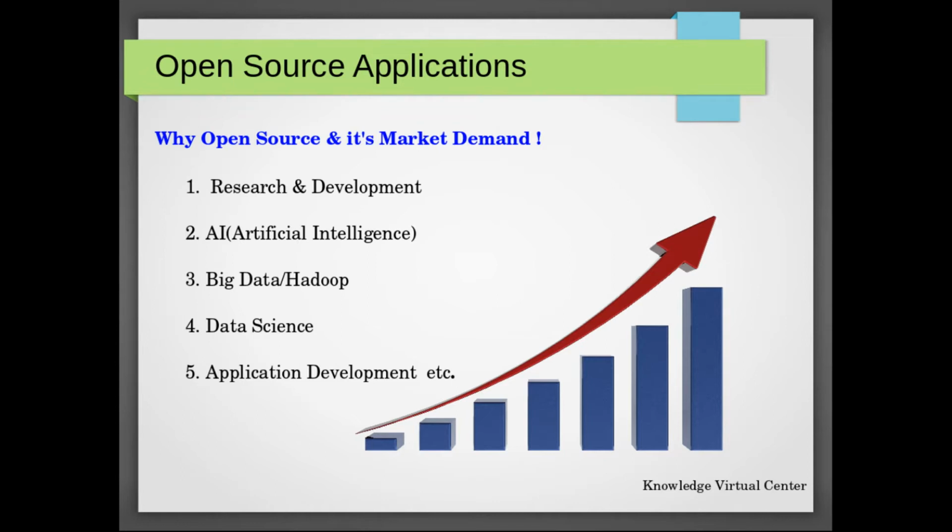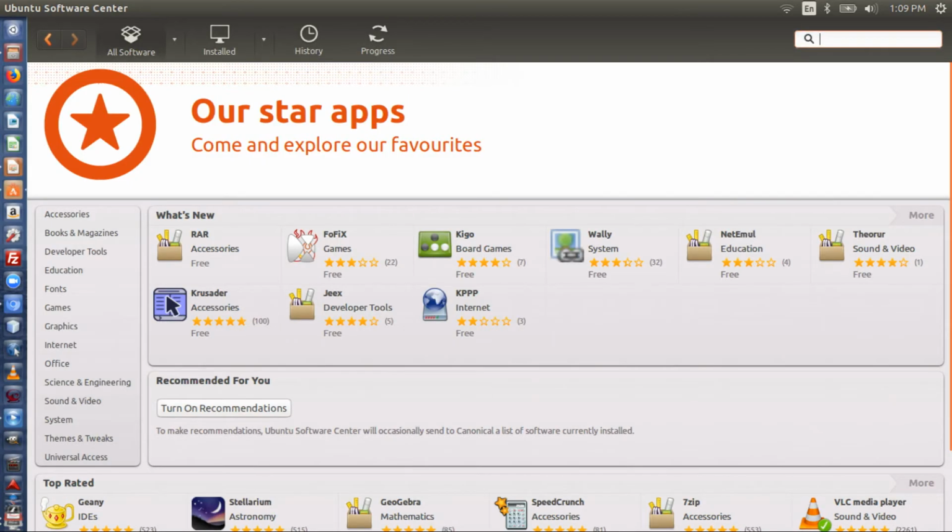Fifth point, applications and development. Applications and development are also very broad categories in open source. For example, here you can see on the screen the applications which are installed. I am using Ubuntu, an open source operating system. We have so many applications available here. In the software center we can install applications, remove, update, all these things. IDEs are available, system software integration.